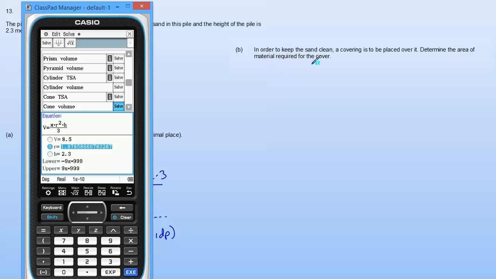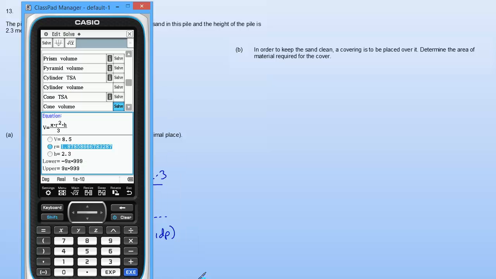In order to keep the sand clean, a covering is to be placed over it. Determine the area of material required to cover it. So what we're after is the surface area of the cone, but just this curved surface. Remember, we're not going to slide something underneath the sand, so it's just the curved surface we want.